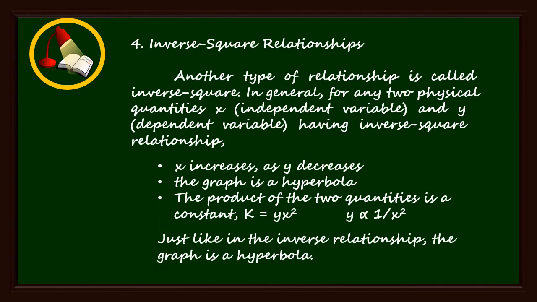Another type of relationship is called inverse square. In general, for any two physical quantities, x as the independent variable, and y as the dependent variable, having an inverse square relationship, x increases as y decreases. The graph is a hyperbola. The product of the two quantities is a constant, k equals yx squared, or y is inversely proportional to x squared. Just like in the inverse relationship, the graph is a hyperbola.